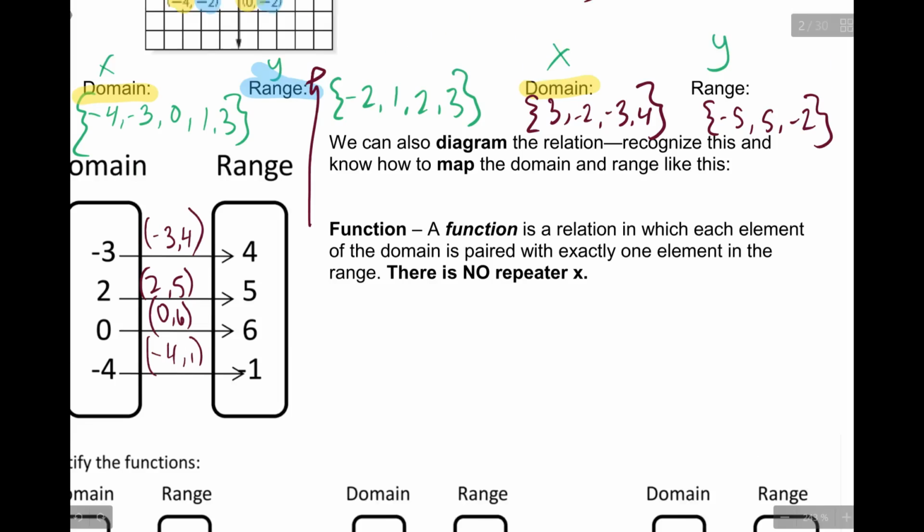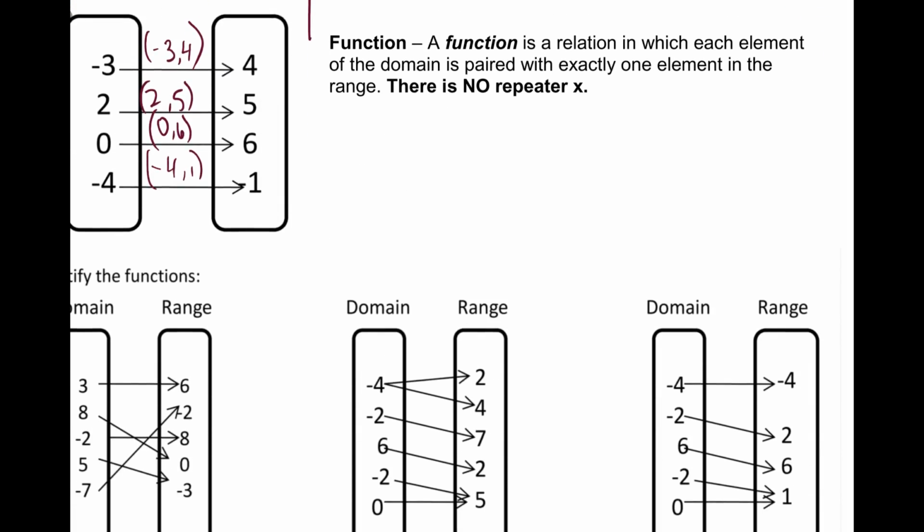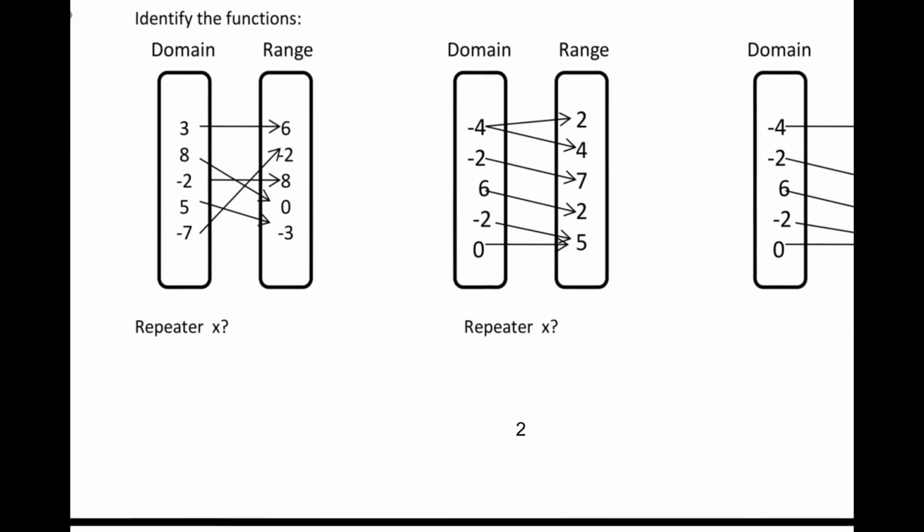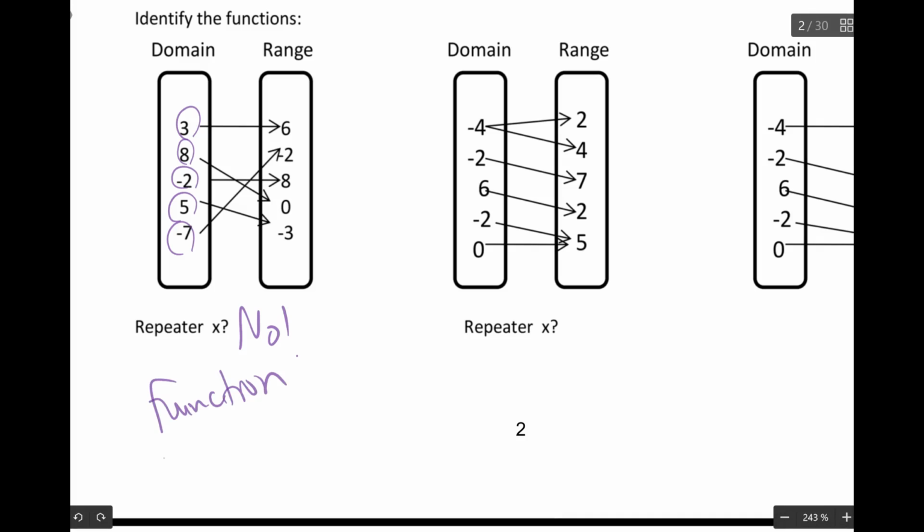So a function is a relation in which each element of the domain is paired exactly with one element in the range. There's no repeater of x. So here, let's see if we have any repeating in the x. So we have 3, 8, -2, 5, -7. There's no repeaters, yay! It doesn't matter if multiple have the same y value, as long as a single x does not have more than one y. No repeaters, so this one is a function. So function means each x only has one y value.